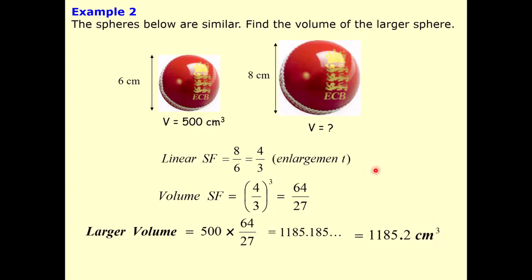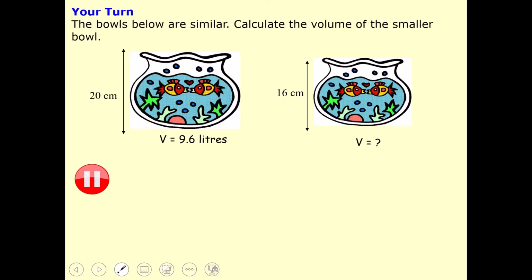So again, 3 lines of working that I need you to do for these questions. Again, make sure you've got all these copied down as well. So we're going to move straight into a question for you to try. Okay, so 3 lines of working I'm wanting from you here. So these bowls below are similar. Calculate the volume of the smaller bowl. So we want to compare our lengths to find the linear scale factor, new over old, then calculate the volume scale factor by cubing, and then you can use that volume scale factor to figure out what your new volume is. So if you pause here and give that a try.